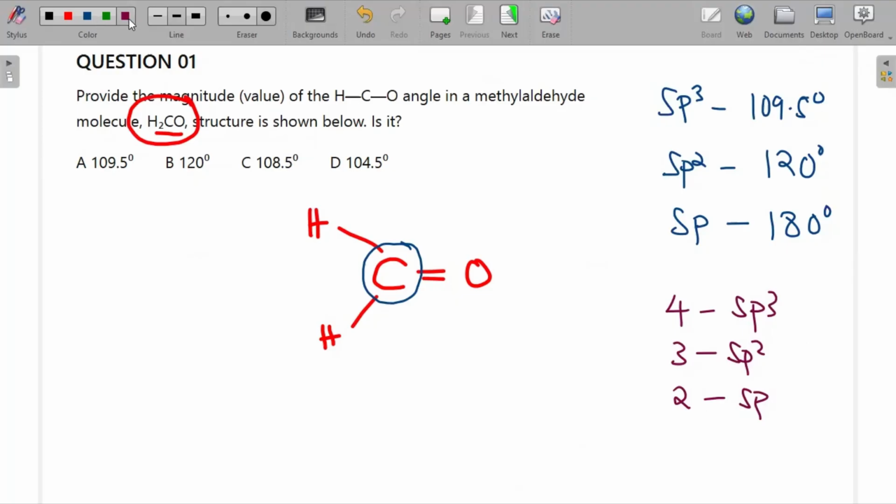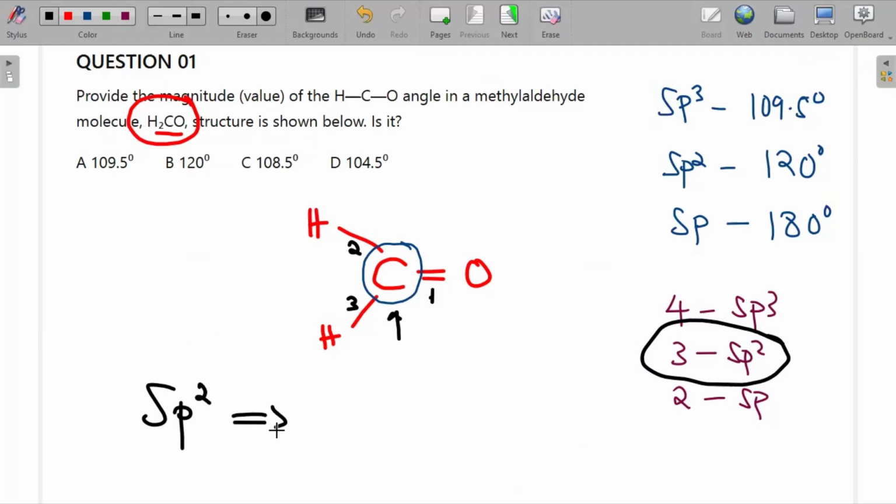So now, when I look at this methyl aldehyde molecule and check the central atom, it is attached to how many regions of electron density? There's the double bond, there's this single bond, and there's also this single bond. So it is attached to 1, 2, 3 items. Since the carbon is attached to 3 items, it is sp2 hybridized, and an sp2 hybridized carbon is always going to have the angle 120. So we choose B as our correct answer there.